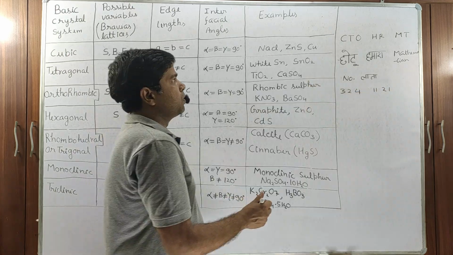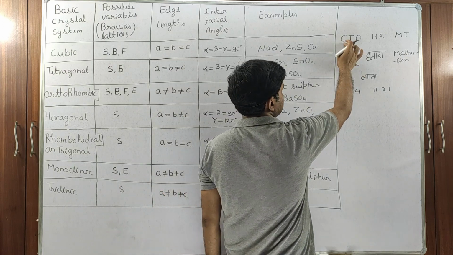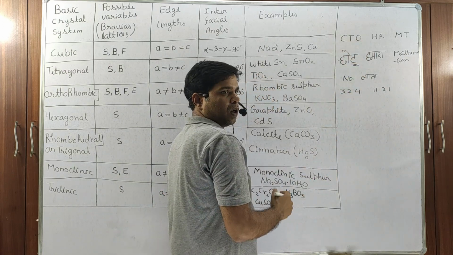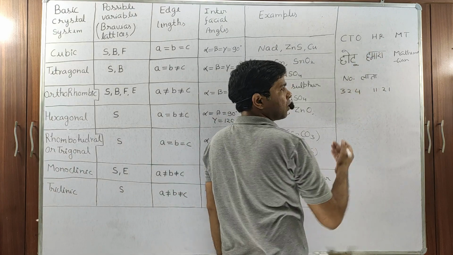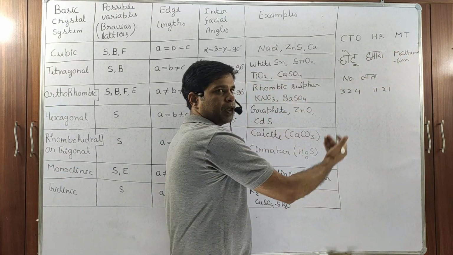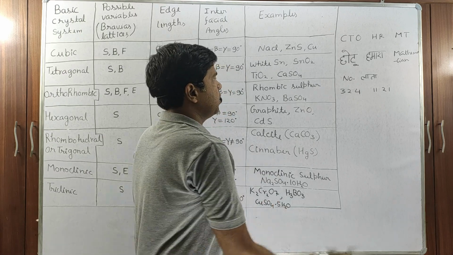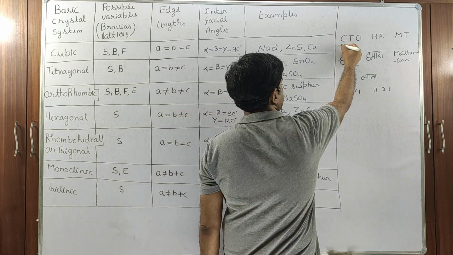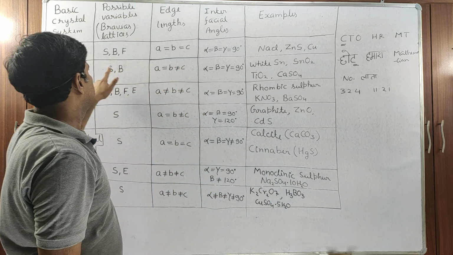3241121. First you see, छोटू stands for the CTO. हमारा, HR. Mathematician, MT. Then how I have used C stands for the cubic.